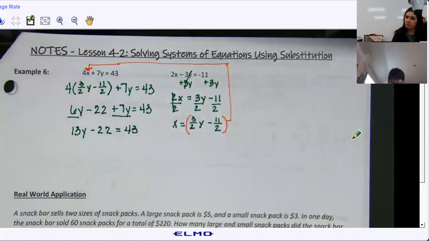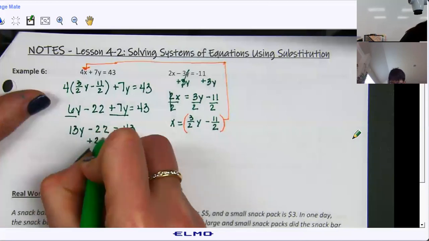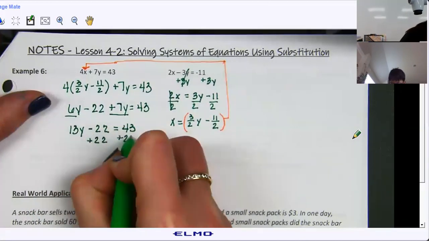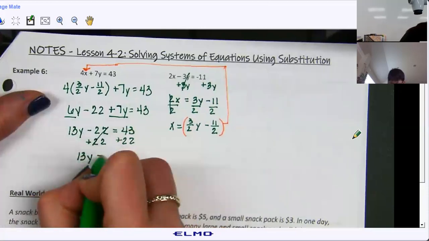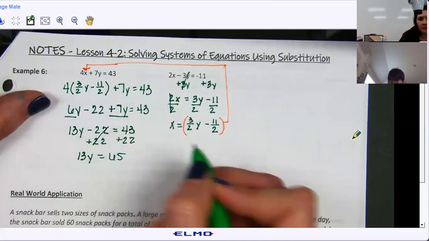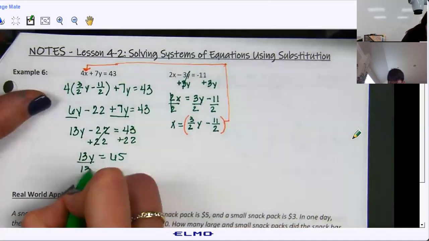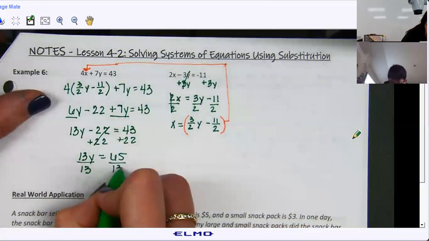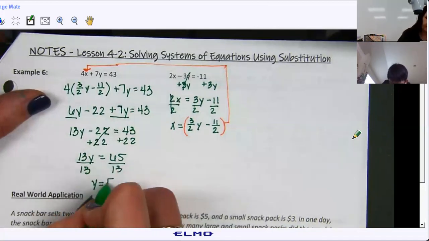Now, what am I going to do? You're going to add 22. Yep. And now what am I going to do? And 65 is divisible by 13. Y equals 5.